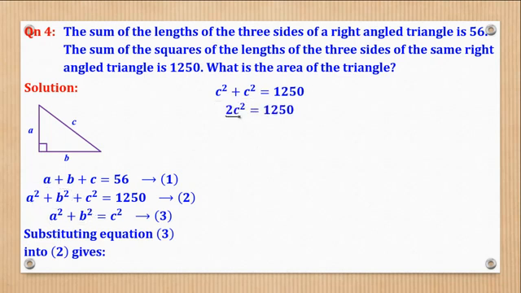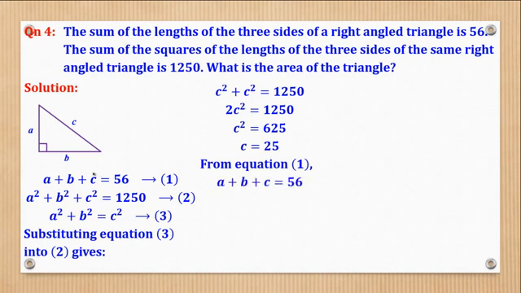Collect like terms, you get this, divide both sides by 2, then put square root on both sides, and you'll be able to get the value of c as 25. Now I've got the value of c, but remember they want the area of the triangle, and to get the area you need this and this. So what can I do? From equation 1, substitute for c, and you'll be able to get this, and take this to the other side to come up with a plus b equal to 31.